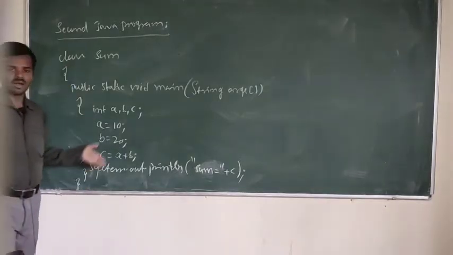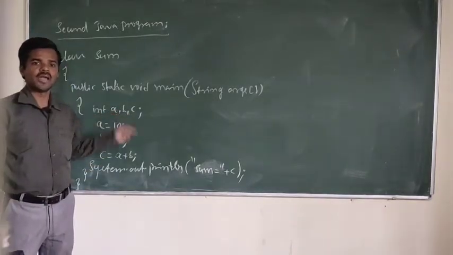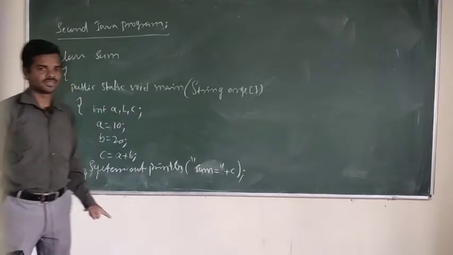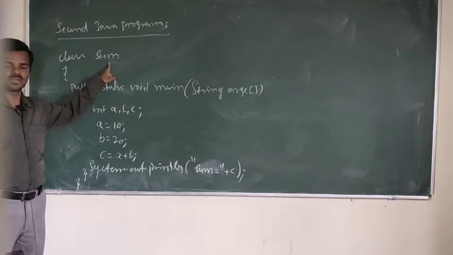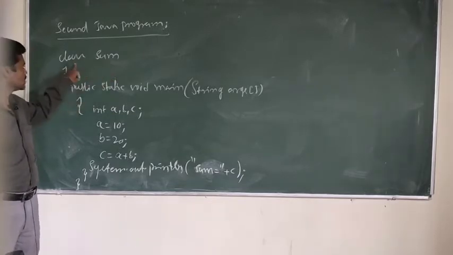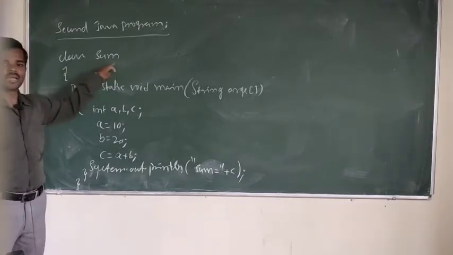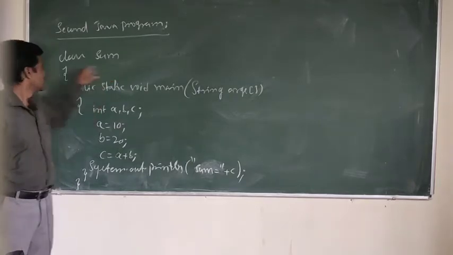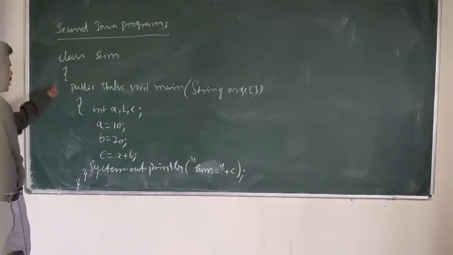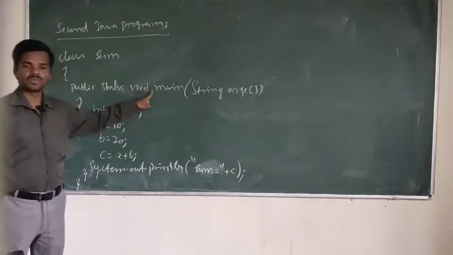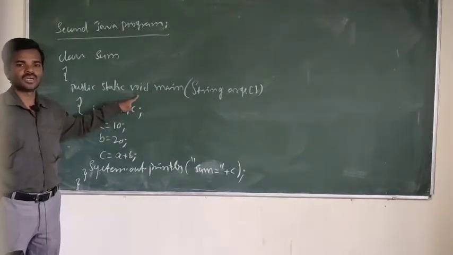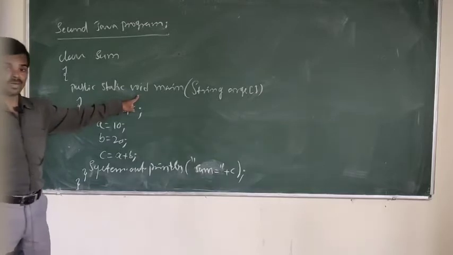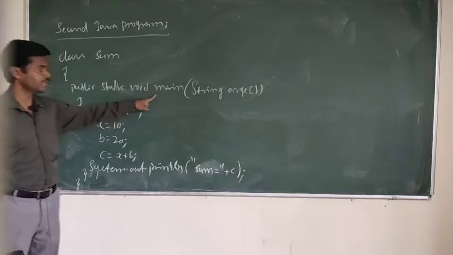See, this is another simple Java program, adding two integer numbers. Always a Java program will start with the class name. Class is a keyword followed by the class name. Here I gave the class name as Sum. Then the class starts, then the main method. Every Java program must have a main method. Without a main method, we cannot execute the Java program. You can compile, but you cannot execute a Java program without a main method.